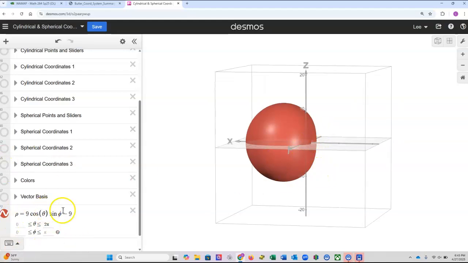So anyway, you can experiment with those, do whatever kinds of equations you want, type them in, and see what they look like. If it ever says it doesn't know what to do with it, you might have to do some restrictions, especially with the cylindrical and spherical coordinates. But generally, if you have a rho equals in spherical, it'll do it. Cylindrical, if you have a z equals, typically it'll do those as well.